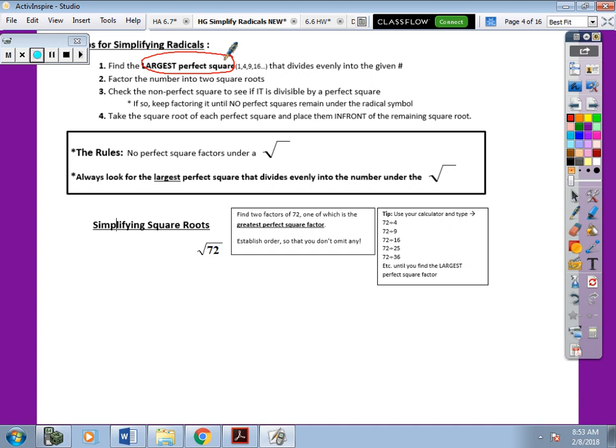I will give you a list of the perfect squares up to 25 squared. You don't get to use this on any quiz or test, so you have to memorize your perfect squares if you don't have them memorized already. 1, 4, 9, 16, 25, 36, 49. All I'm doing is squaring numbers. 1 times 1, 2 times 2, 3 times 3, 4 times 4, 5 times 5, 25. But this sheet are all the ones that you should have memorized and be able to know without a calculator.